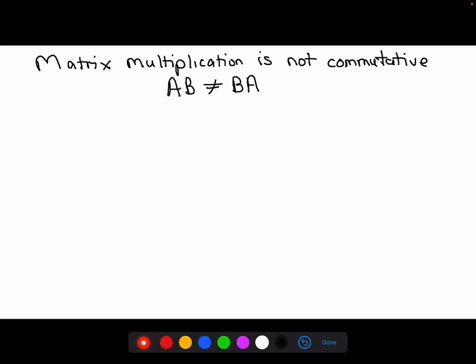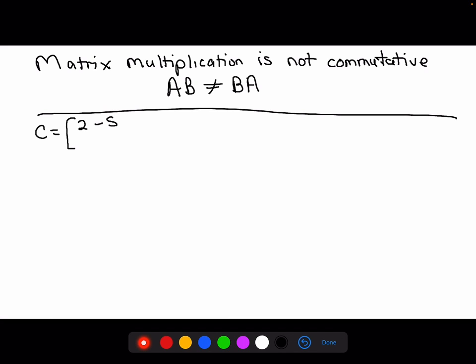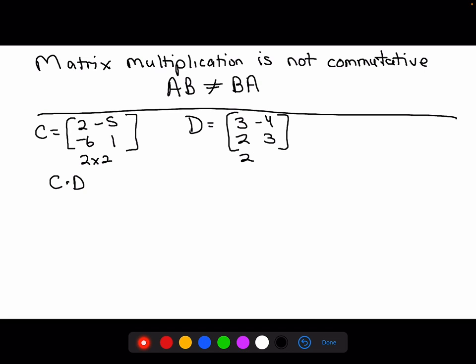Let's do another example so you can see it. All right, let's say you have matrix C that is 2, negative 5, negative 6, 1. And let's say you have matrix D that's 3, negative 4, 2, 3. So let's do C times D first, because you have a 2 by 2 and a 2 by 2. They're square matrices. If you do C times D, you got to do row 1 times column 1.